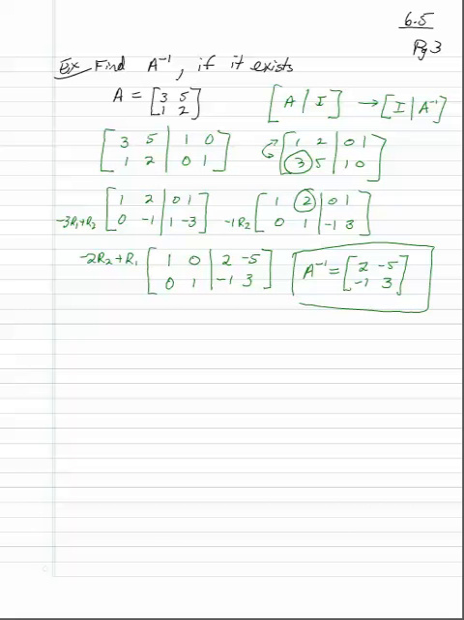I'm not going to check it. Alright, so now let's try a harder one. Let's try a 3 by 3. Okay, so we got 1, 2, 3, 2, negative 1, negative 2, negative 1, 3, 3. So it's a 3 by 3.